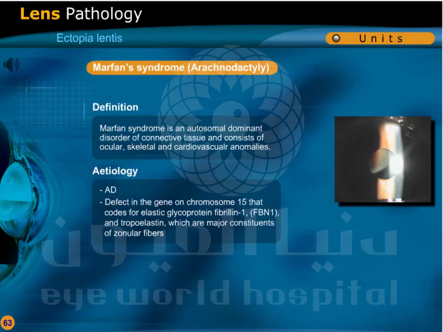Marfan syndrome, arachnodactyly. Marfan syndrome is an autosomal dominant disorder of connective tissue and consists of ocular, skeletal, and cardiovascular anomalies. It is due to a defect in the gene on chromosome 15 that codes for the elastic glycoprotein fibrillin 1, FBN1, a major constituent of zonular fibers.